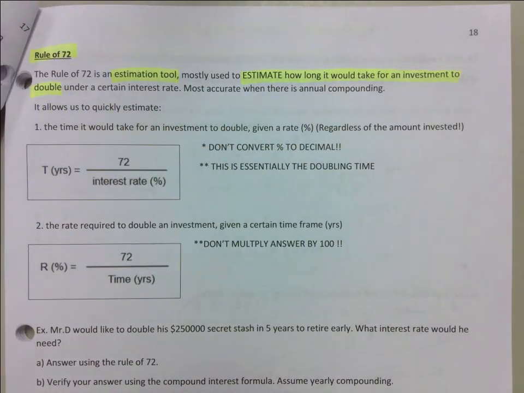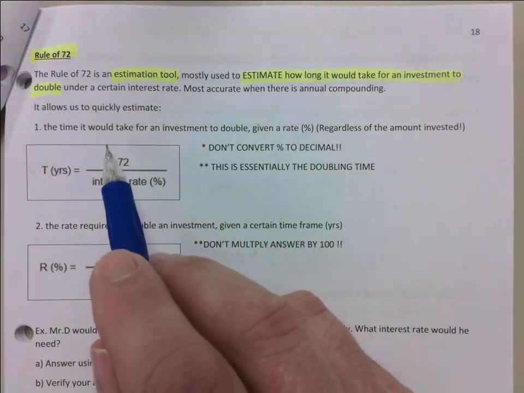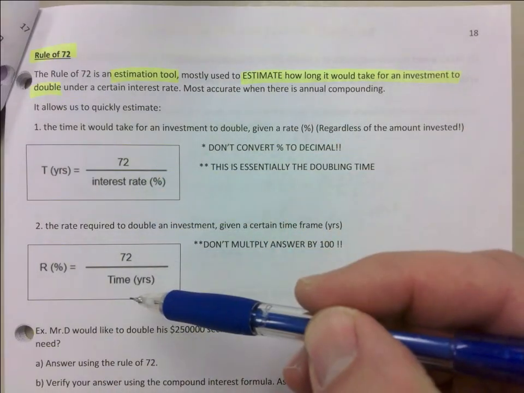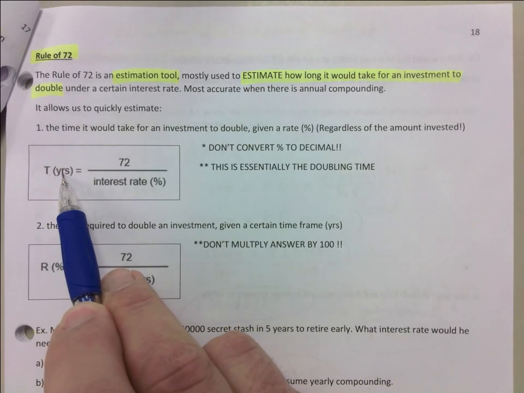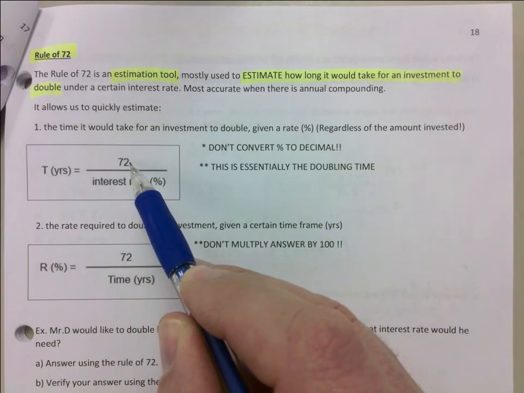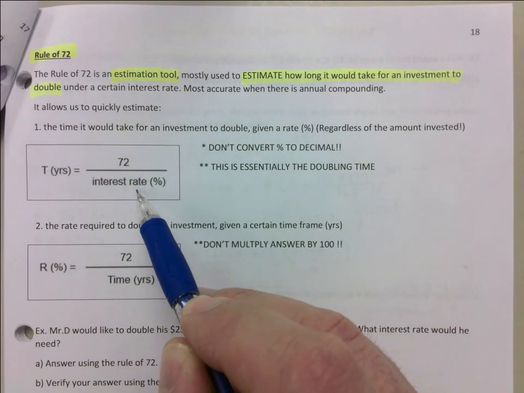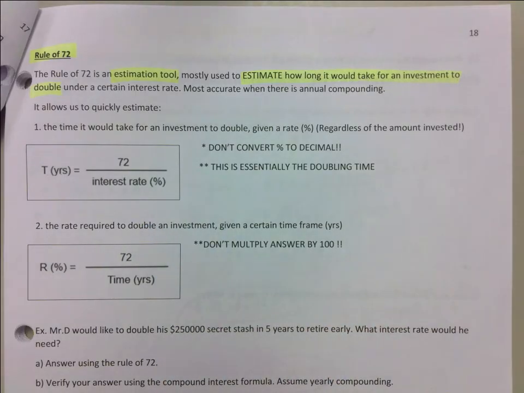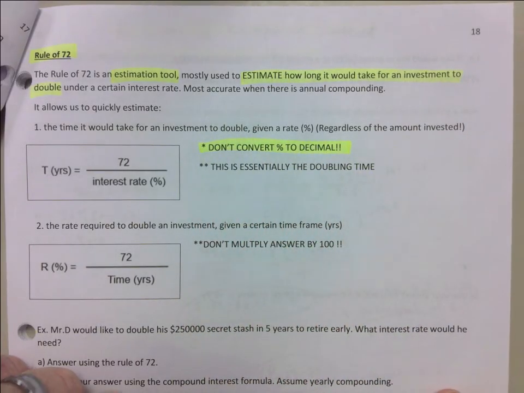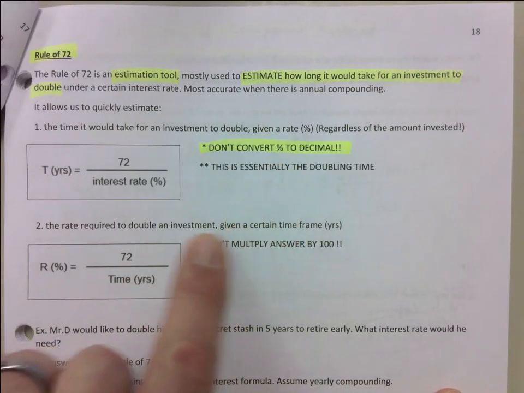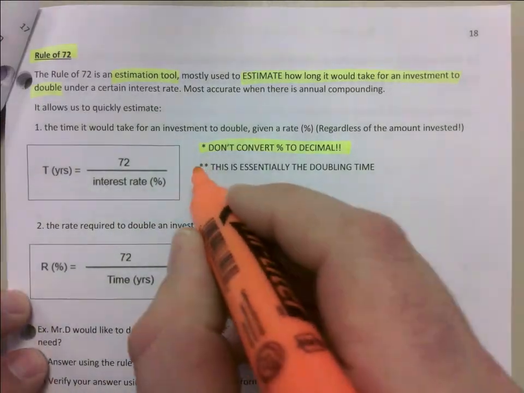Do you remember doubling time? Yes, so it's essentially doubling time. There's two variations of this formula. One is the time, right? The time it would take in years for your investment to double is simply found by going 72 divided by the interest rate. It's called rule of 72 for a reason, okay? But this is important. Do not convert your percentage to a decimal. This is the only time you don't convert to a decimal. So you actually have to keep it the way it is. And it is essentially the doubling time.